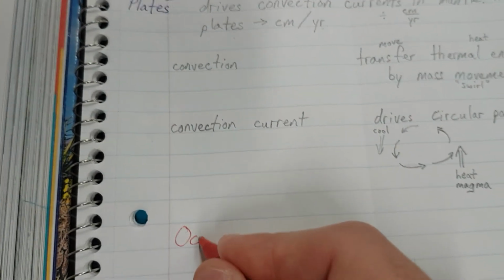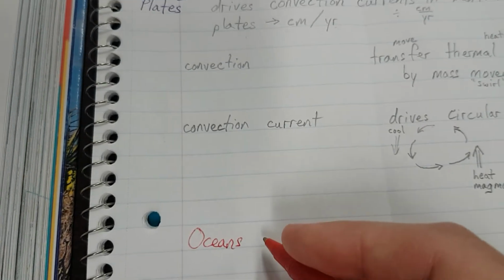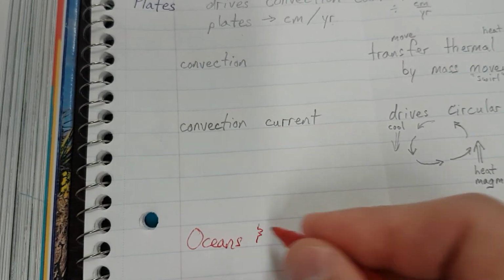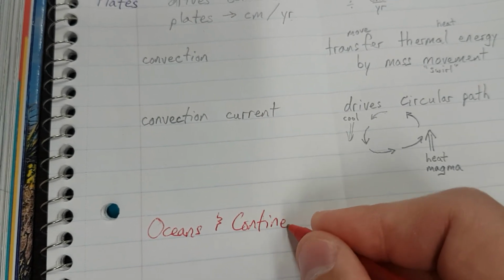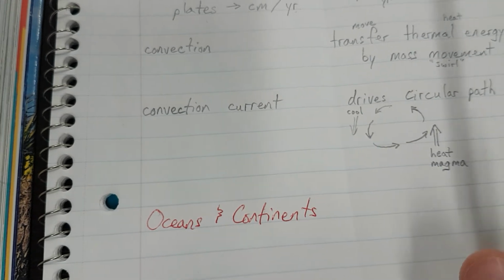Capital O-C-E-A-N-S. And down, 3 down, continents, capital C-O-N-T-I-N-E-N-T-S. Switch back to our pencil.